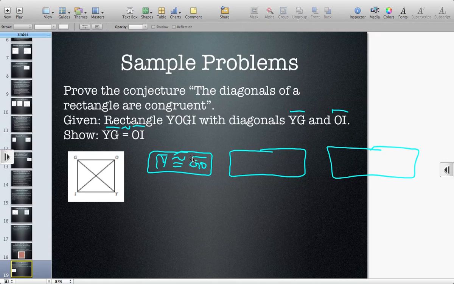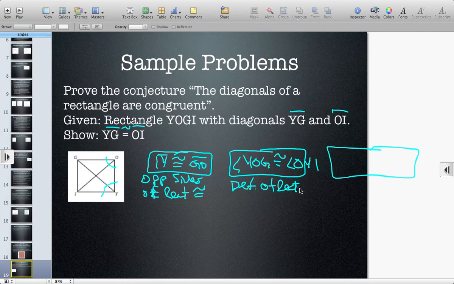And IY is congruent to GO because opposite sides of a parallelogram or a rectangle, since a rectangle is a parallelogram, are congruent. Opposite sides of a rectangle are congruent. I'm using shorthand here because, again, it makes things go a little bit faster. And we can have angle YOG is congruent to angle OYI. Angle YOG is congruent to angle OYI because of the definition of a rectangle is that all angles are congruent to each other. It's a parallelogram with 4 congruent angles, so that's what a rectangle is. And we were told that this is a rectangle. And then we have YO is congruent to OY because it's the same side. So a common side.